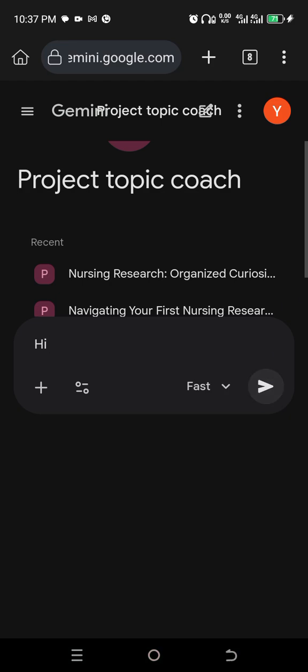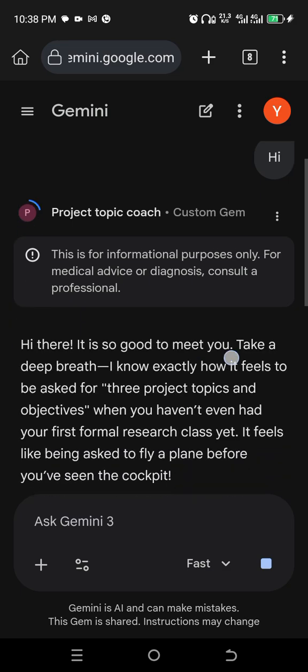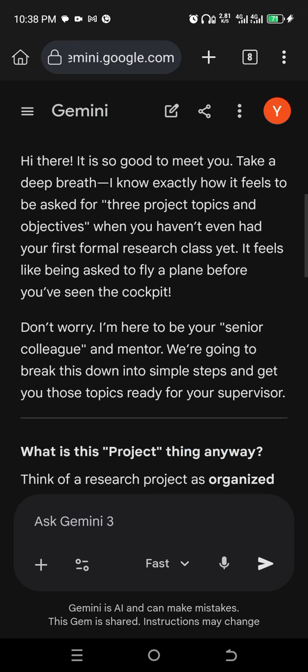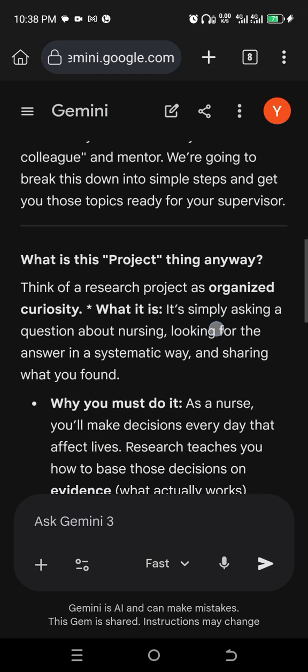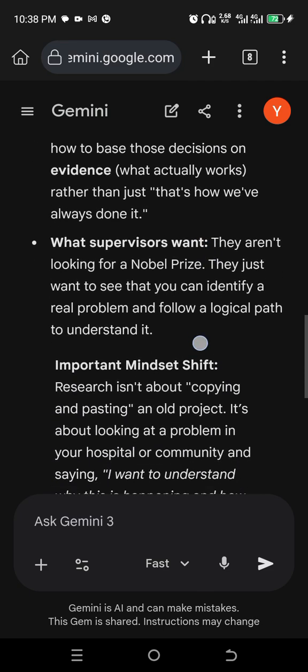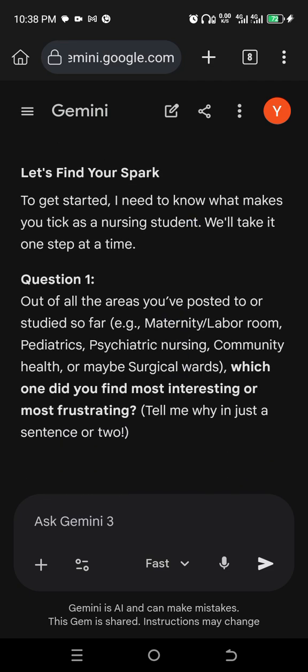I just send it, and you see what is going to happen. It will guide me a little about all these things. It will act as if it is my senior colleague trying to educate me about research and helping me step by step on how to get my topics. That is how I designed it. It is actually easy to use. So all these things you will just read, and you check the last thing it is going to give you.